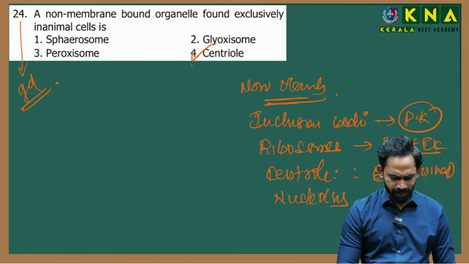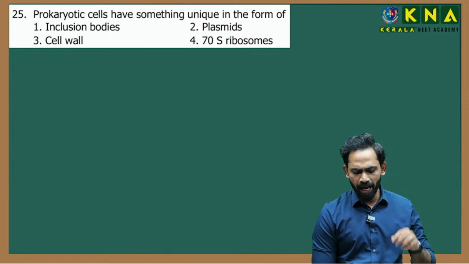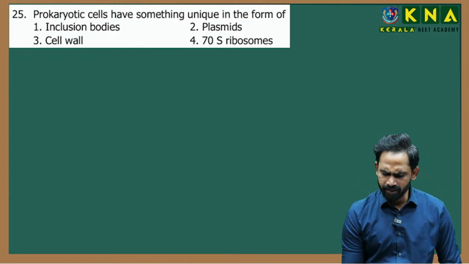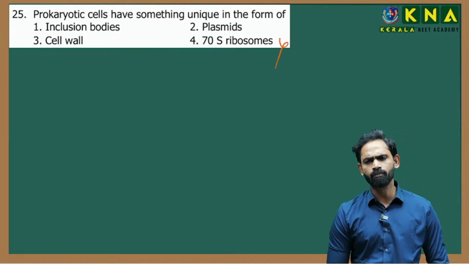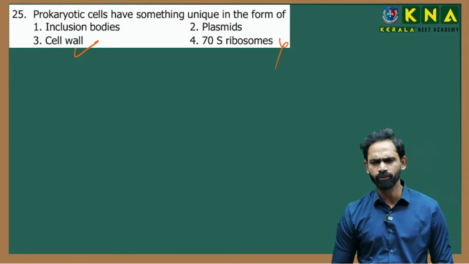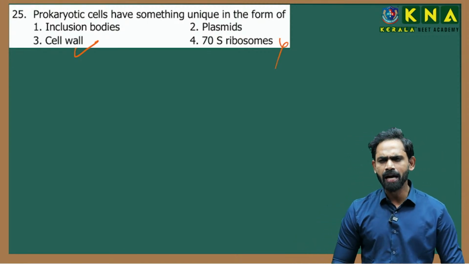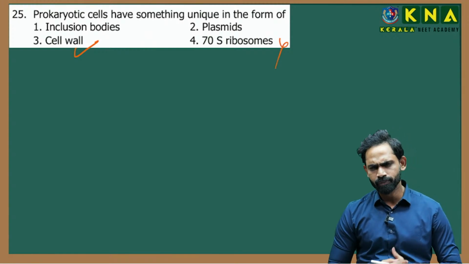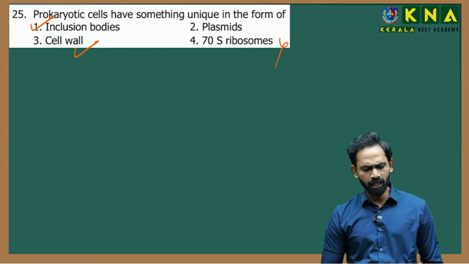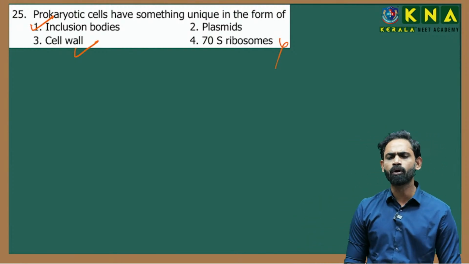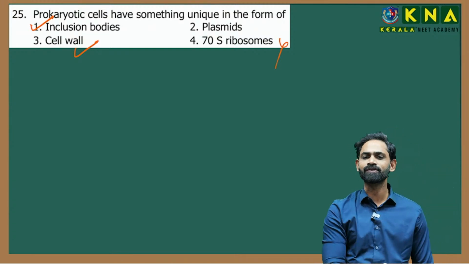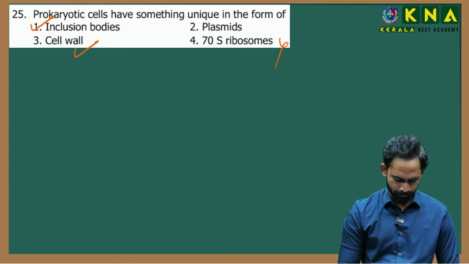Already I said okay. Next one. Prokaryotic cells have something unique. The 70S ribosome I cannot consider, as it is present in both prokaryotic and eukaryotic cells. Cell wall is also in both, though the composition is different. Plasmids and inclusion bodies, there is a small thing. I am going for inclusion bodies, as per the NCERT line: unique in the form of inclusion bodies responsible for storing the required substances. Okay. Next one.